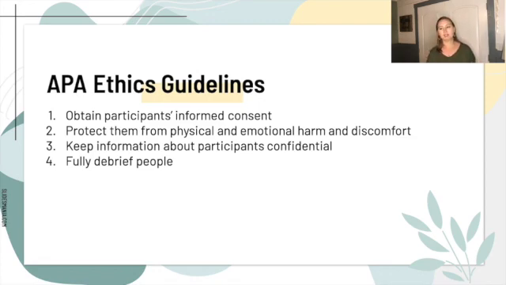The second one is to protect them from physical and emotional harm and discomfort. So that is physical and emotional harm. So you cannot take a 6-year-old boy and traumatize him with a white rat in the Little Albert experiment, remember? The third one is we're going to keep information about our participants confidential. So we want to protect our participants and their rights to privacy.